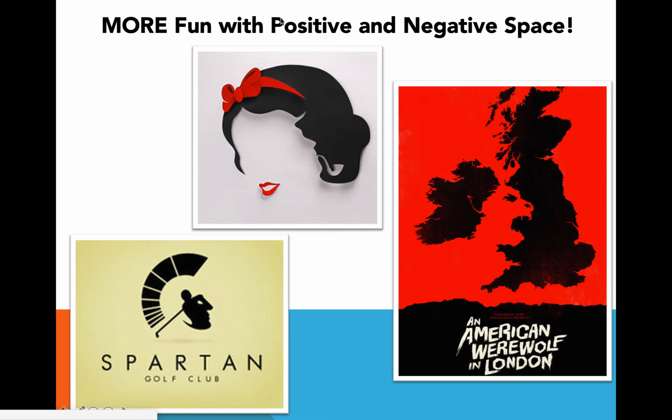But another way you could look at this is if you look at the golfer, the space between his arm and his shoulder is an eye, his elbow is a nose, and then you start to see a profile of a face, and then that track of rectangles is actually the back of a Spartan helmet. So this is one of my favorite ones. I think it's a very clever logo.